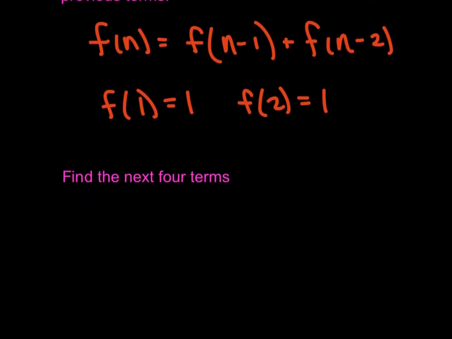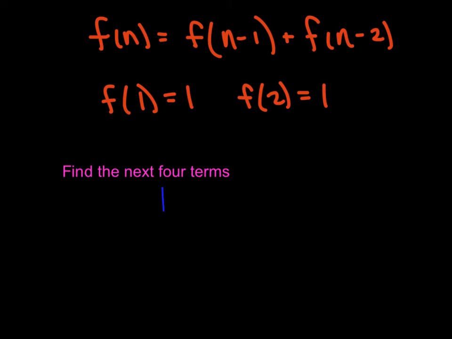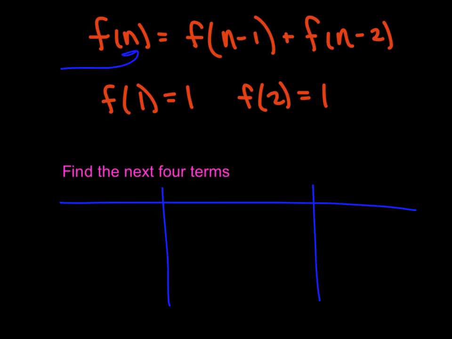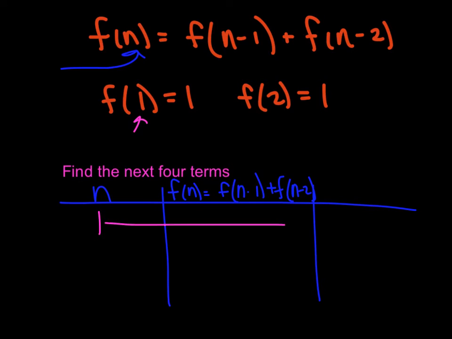So I'm going to make that same table that I made before. Again, the variable in the problem is n, so I'm just going to call this n. I'm going to put my rule here. F of n equals f of n minus 1 plus f of n minus 2. So they're giving me two rules. They're saying when you plug 1 into n, you get 1 as an answer. And when you plug 2 into n, you get 1 as an answer. So now my goal is to get the next four, so I'm going to plug in the number 3.